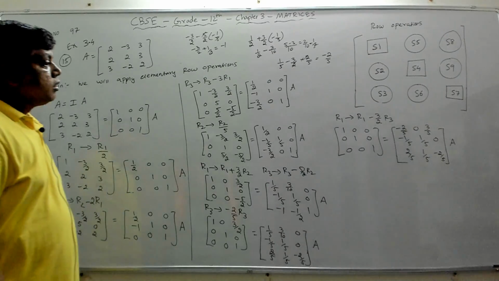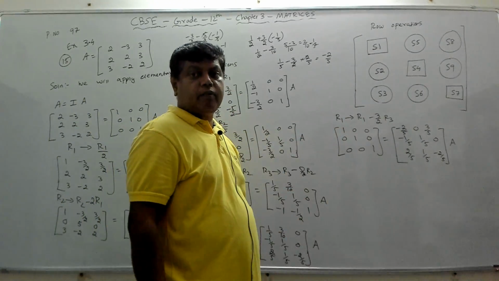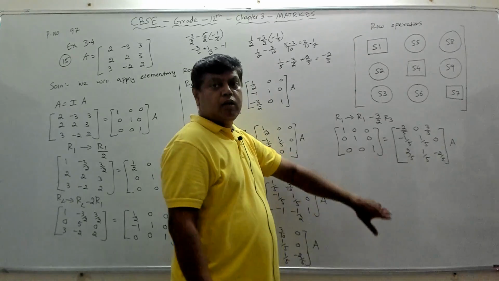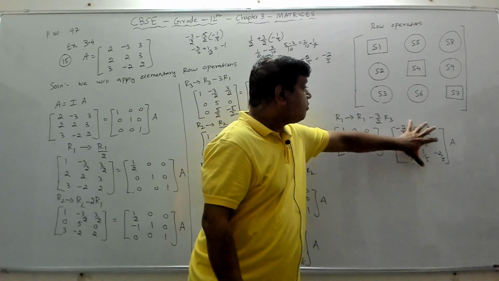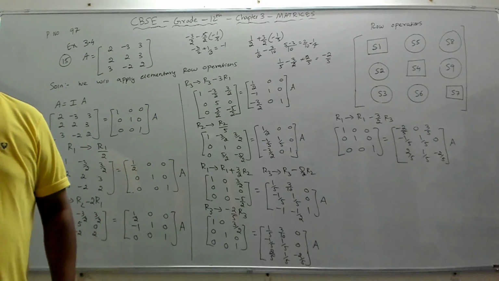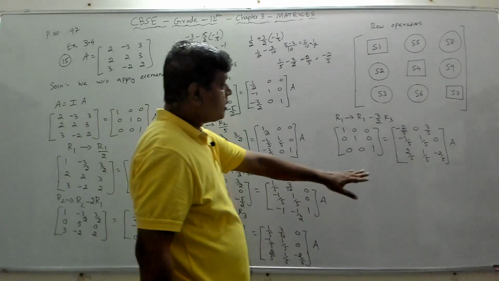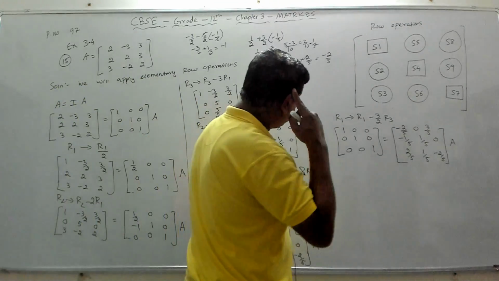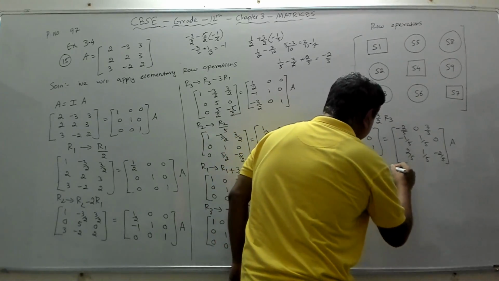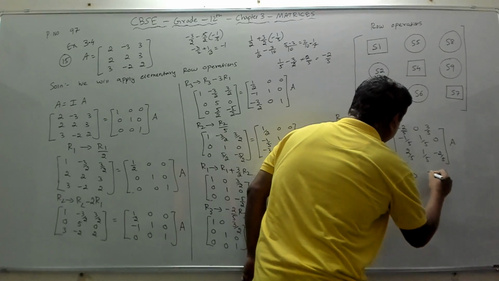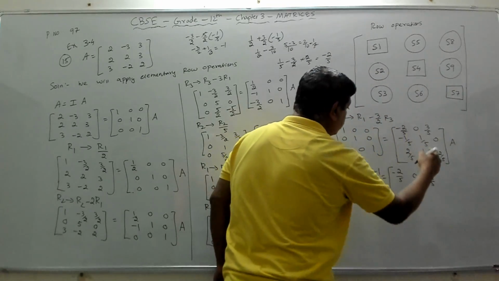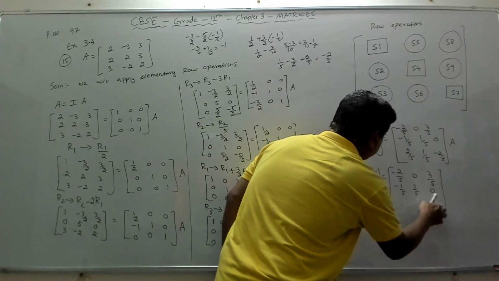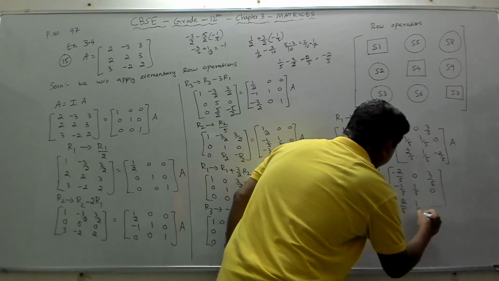Now what have we got? Now we got the unit matrix, the identity matrix, here. We slowly started with this, and this matrix has been changed to a unit matrix. Therefore, this is the inverse of A. So A inverse equals minus 2 by 5, 0, 3 by 5. Then minus 1 by 5, 1 by 5, 0. Then 2 by 5, 1 by 5, minus 2 by 5.